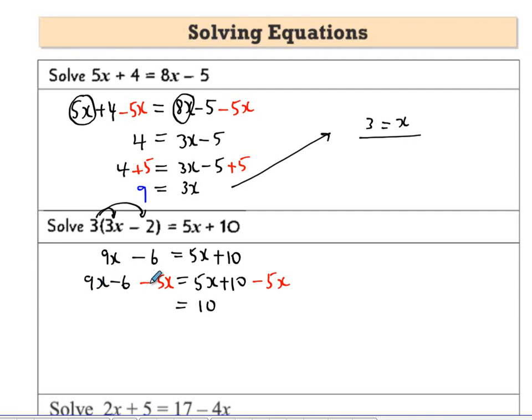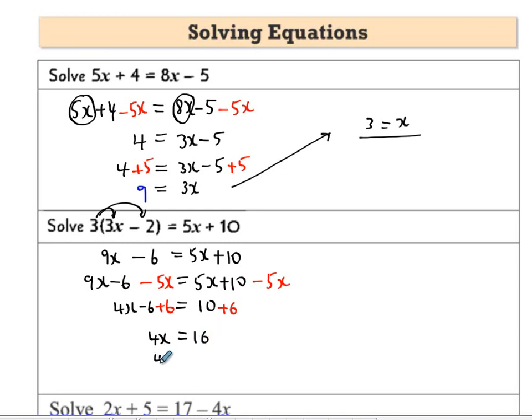Here, 9x take away 5x, I get 4x. Take away 6. So what do I want? I want 4x on its own, which means I need to plus 6 here to get rid of the negative 6. I have to plus 6 on the right hand side too. So that's 4x on the left. On the right hand side you get 16.